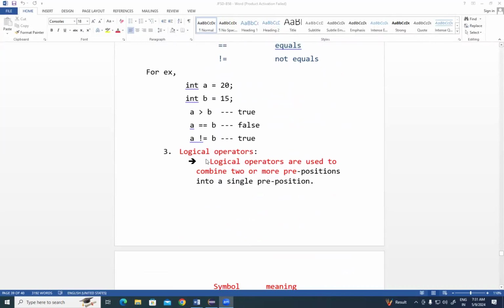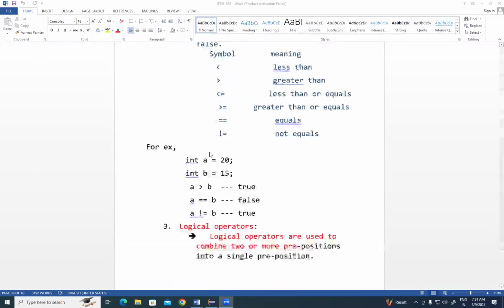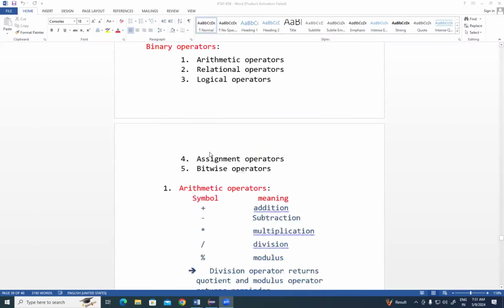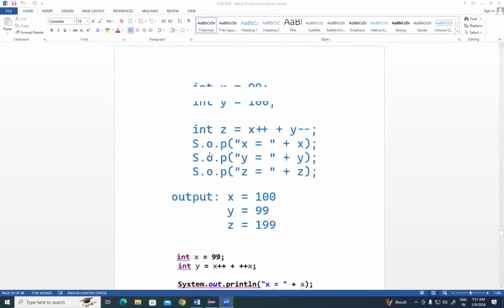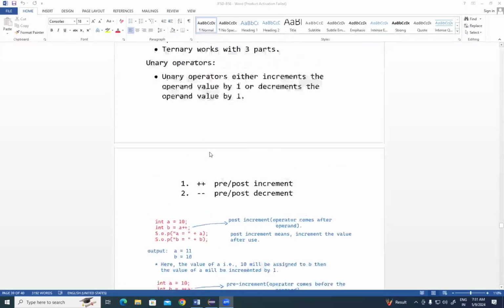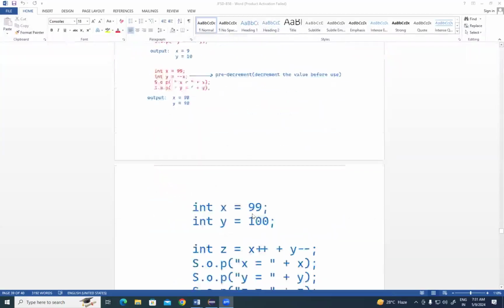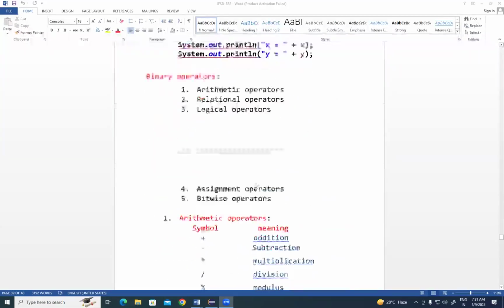After that we discussed another kind of operators, which are called logical operators. Basically, operators are divided into how many categories, do you know? Three. What are the 3 categories of operators? One is unary operators, binary operators, and the ternary operator. Under the binary operators category, again, there are 5 subtypes.